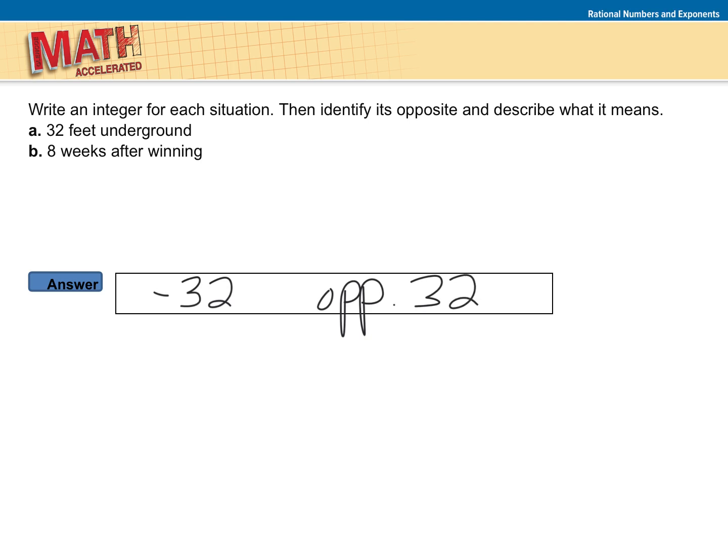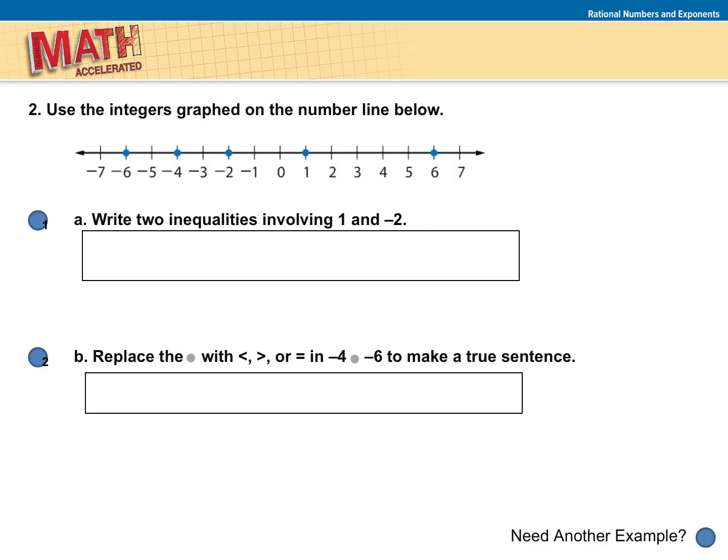8 weeks after winning. Maddie, is it positive or negative if we're after winning? Positive. Positive 8. Opposite, sorry. What's the opposite of 8? I said that wrong. What is the opposite of 8? -8, good.